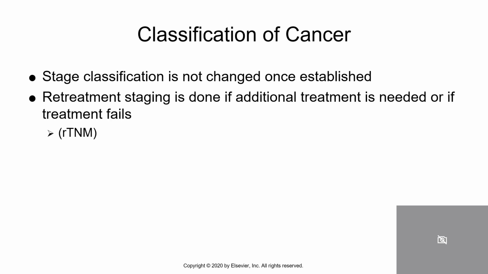So once the extent of the disease is determined, then you don't change that stage classification. The original description of the extent of the tumor is part of the patient's record, but if additional treatments are needed or if the treatment that's in progress fails and they need to restage that particular tumor or malignancy, then they can do so, and it's referred to as a retreatment staging.